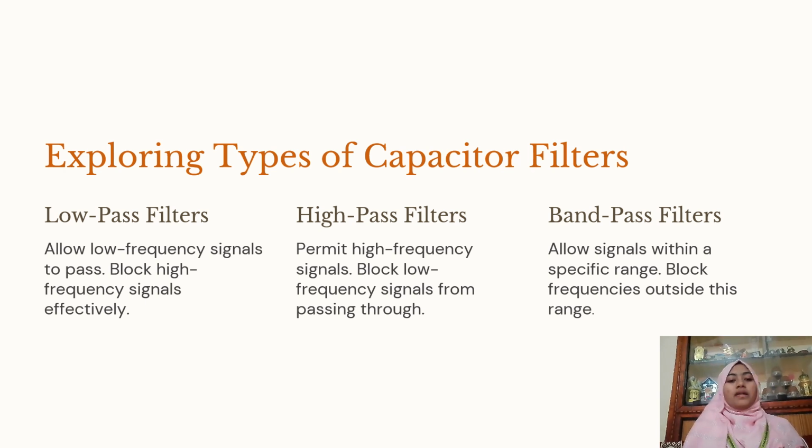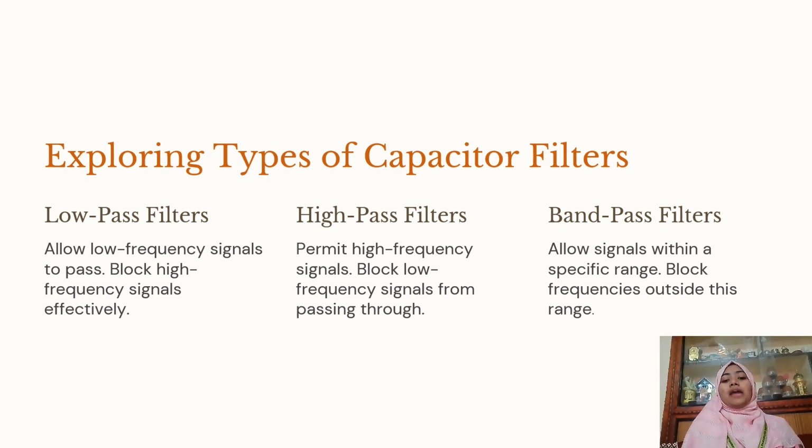So low pass filters, first of all. These low pass filters allow low frequency signals to pass and block high frequency signals effectively. We have learned in the previous slide that these essential electronic components are essential for allowing signals in the circuits. So low pass filters allow low frequency signals in circuits rather than high frequency, and they also block high frequency signals effectively.